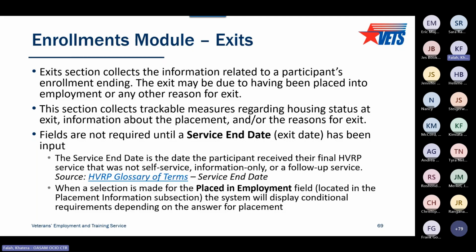The exit section collects the information related to a participant's enrollment ending. The exit may be due to having been placed into employment or any other reason for exit. This section collects trackable measures regarding housing status at exit, information about the placement and/or reasons for exit. Fields are not required until a service end date has been input. The service end date is the date the participant received their final HVRP service that was not self-service, information only, or a follow-up service. The source is your HVRP glossary of terms, specifically your service end date term.